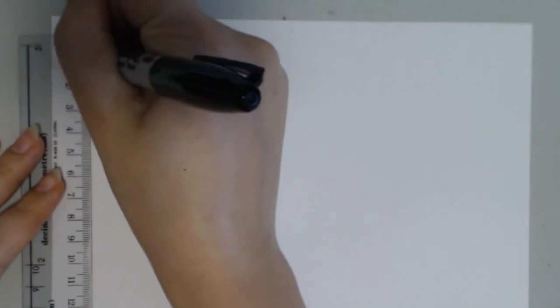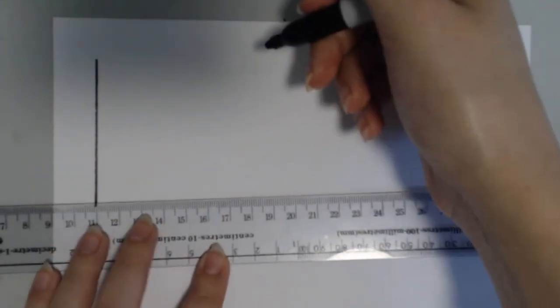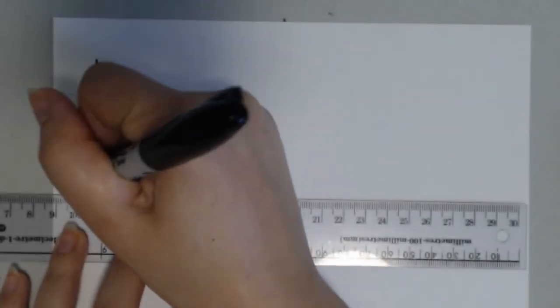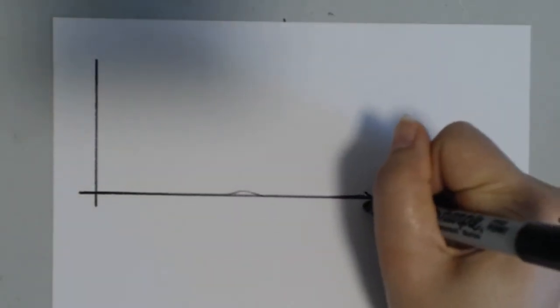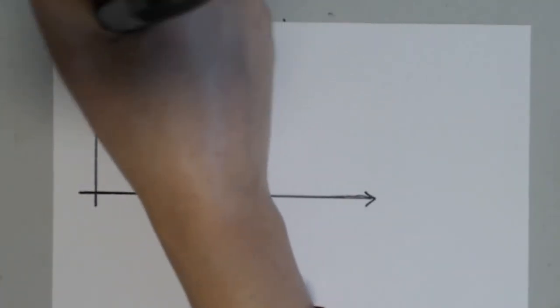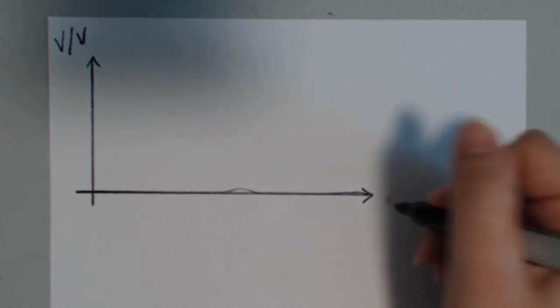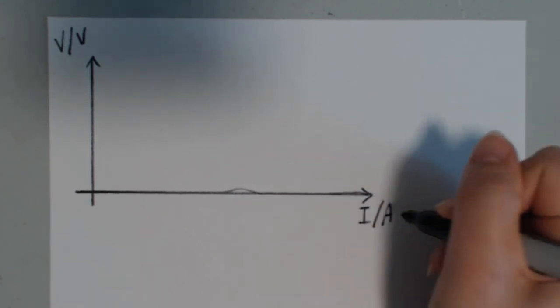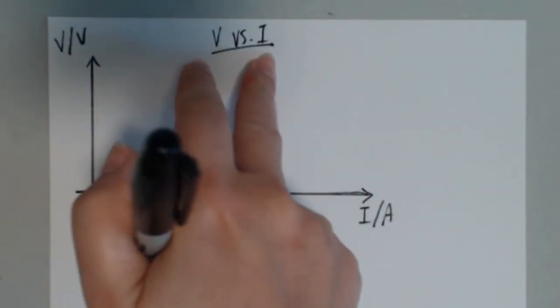Okay, so what we're going to do is draw the first quadrant of a graph. On the vertical axis, we're going to plot voltage, measured in volts. And on the horizontal axis, we're going to measure current, measured in amperes. We're not going to put a scale because this is just for you to understand what's going on. So this is a voltage versus current graph. Remember, we always do it in the form y versus x.